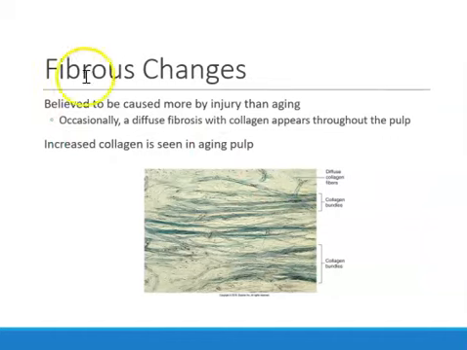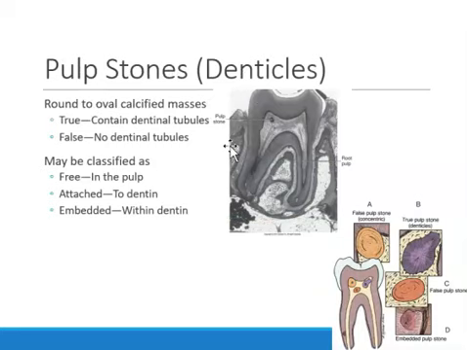What else can happen? Fibrous changes, something called fibrosis, where you get more collagen. So more collagen can appear in the pulp. Increased collagen is seen in aging pulp, more fibers. Sometimes you can even get pulp stones, and this is what pulp stones look like. It's an oval, hard calcified mass.